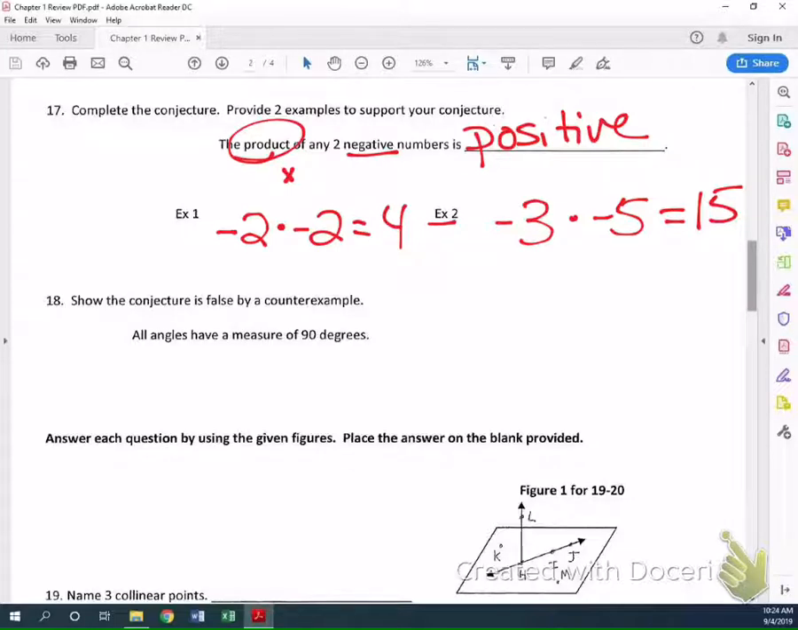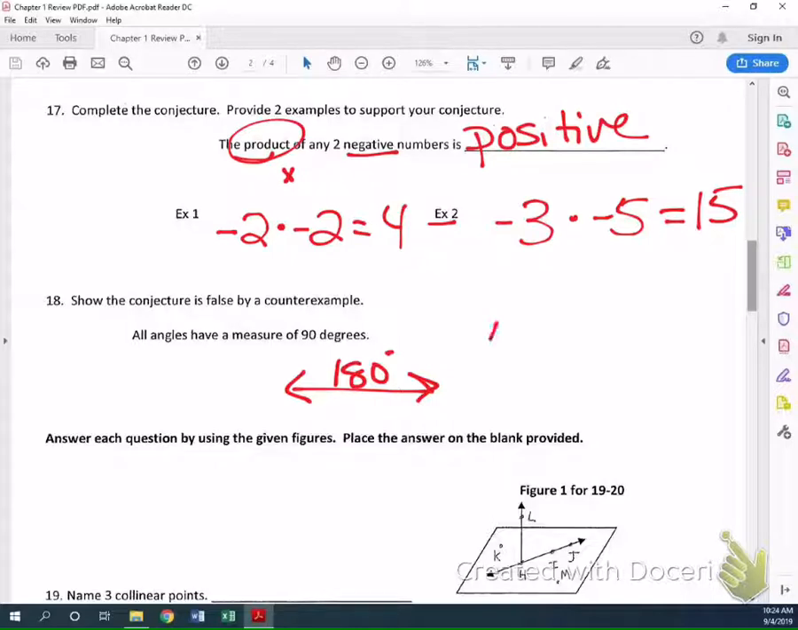All right, number 18, we're supposed to show that it's false with a counterexample. So the statement says that all angles have a measure of 90 degrees. So what would a counterexample be? I do it like a straight line, like a 180. Yeah, draw any angle that's not 90 degrees. So here's an angle that's 180 degrees.